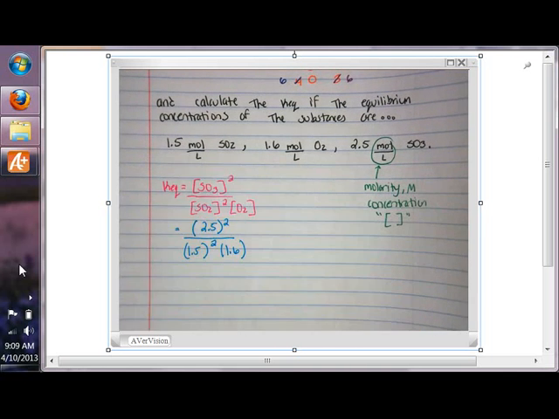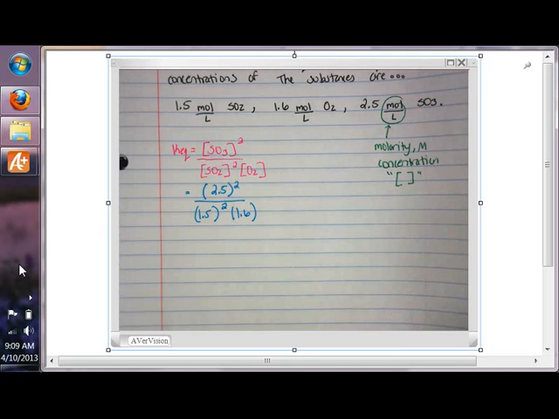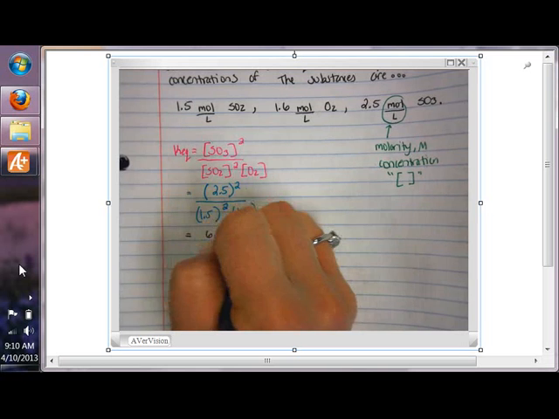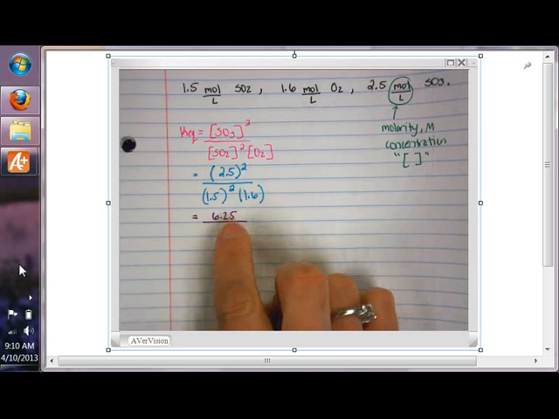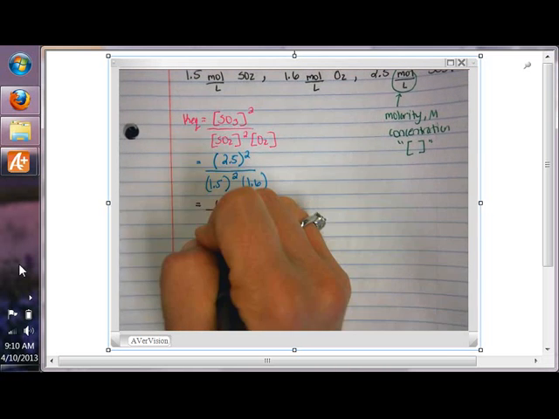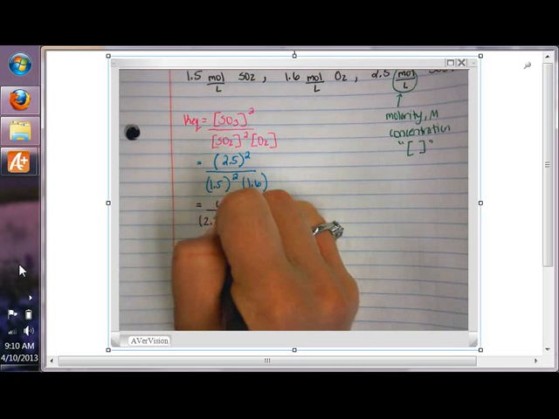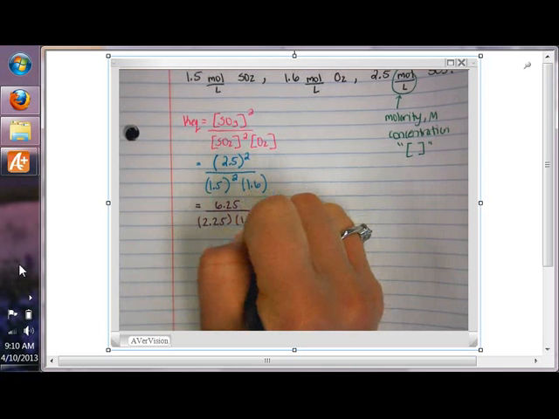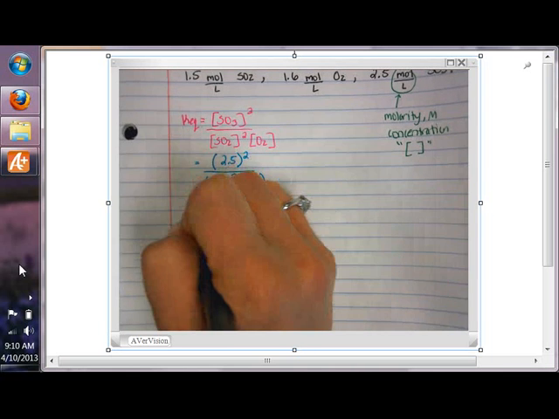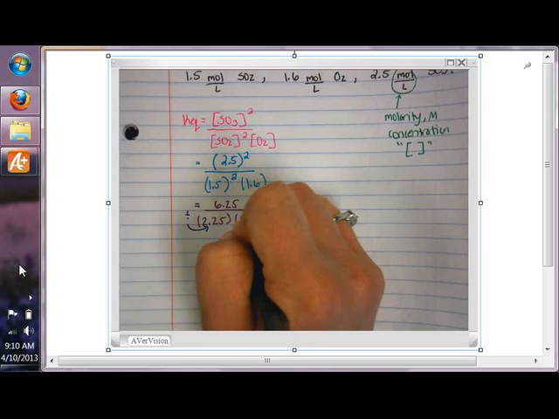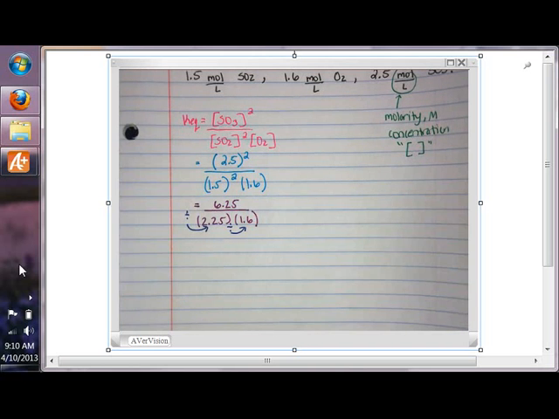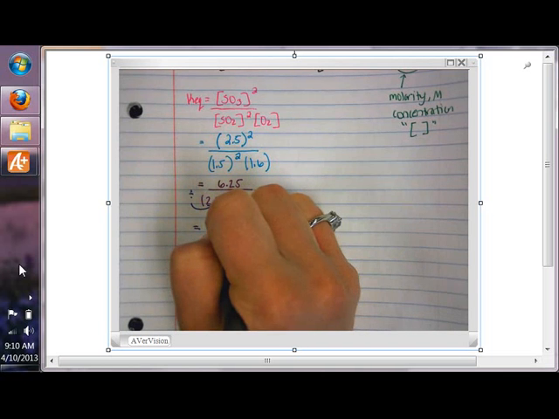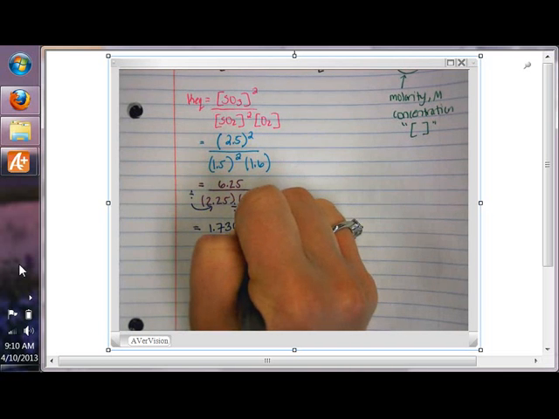So if you're taking it step by step, this is what it would look like. It'd be 6.25, that's 2.5 squared, all over 2.25, that's 1.5 squared, times 1.6. When you type this into your calculator, make sure you hit divided by this guy, and you hit divided by again for the 1.6, and your calculator is going to spit out 1.736111.